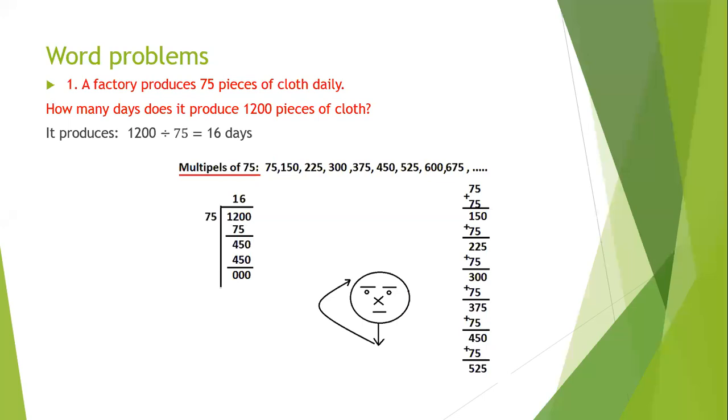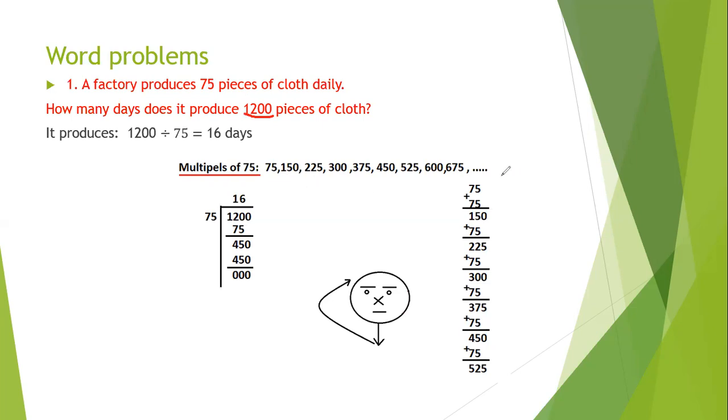The word problem. A factory produces 75 pieces of cloth daily. Every day, the factory produces 75 pieces. After how many days will it produce 1,200 pieces of cloth? Okay, so every day the factory produces 75. So I have to divide 1,200 by 75.